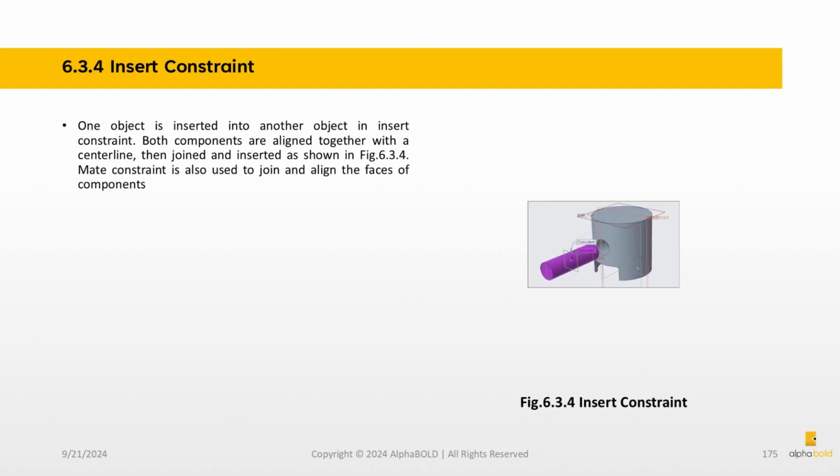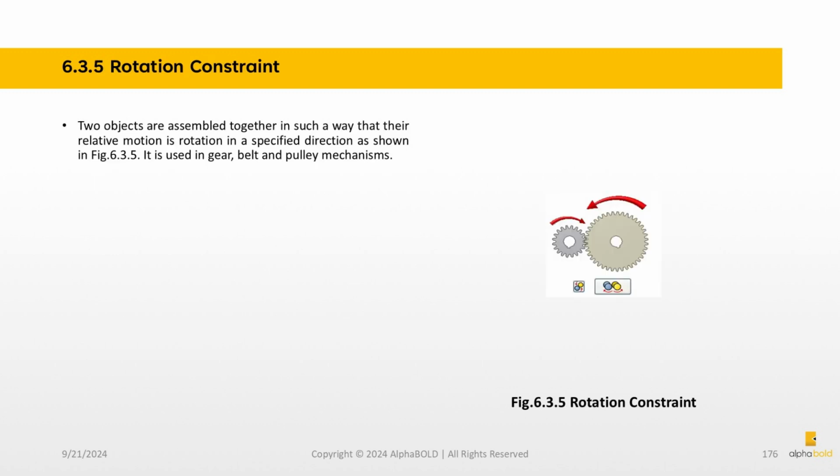Insert constraint. One object is inserted into another object in insert constraint. Both components are aligned together with a center line, then joined. Mate constraint is also used to join and align the faces of components. Rotation constraint. Two objects are assembled together in such a way that their relative motion is rotation in a specified direction. It is used in gear, belt, and pulley mechanisms.